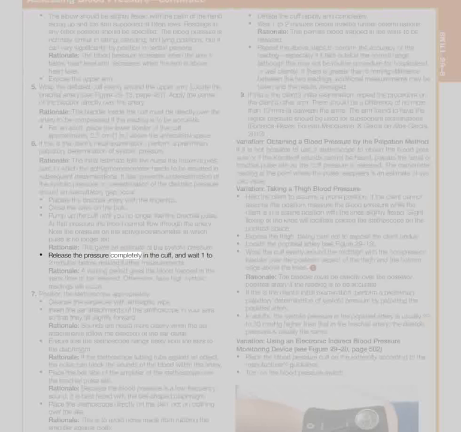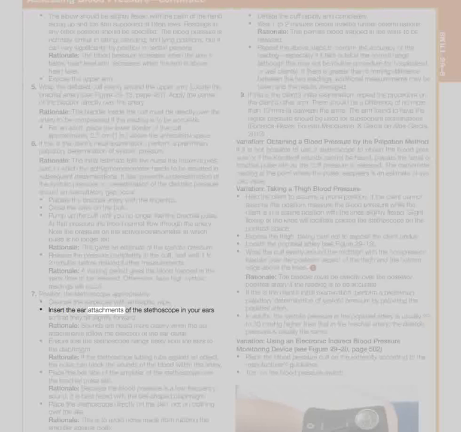Release the pressure completely in the cuff, and wait 1 to 2 minutes before making further measurements. Rationale: a waiting period gives the blood trapped in the veins time to be released. Otherwise, false high systolic readings will occur. 7. Position the stethoscope appropriately. Cleanse the earpieces with an antiseptic wipe.